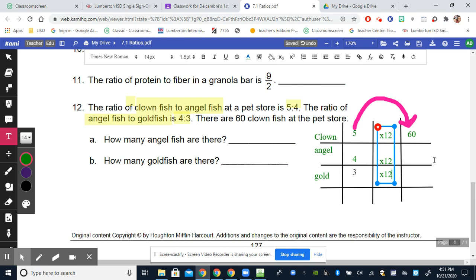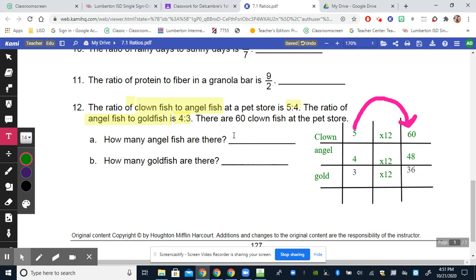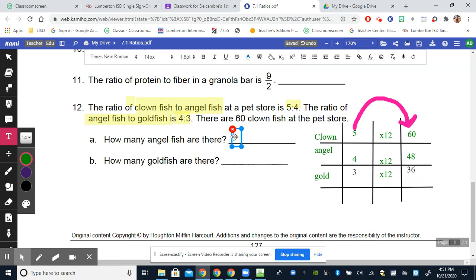So here we come. So 60 is 5 times 12. 4 times 12 gives me 48. And finally, 3 times 12 gives me 36. So how many angelfish are there? There would be 48 angelfish. And how many goldfish are there? There would be 36 goldfish.